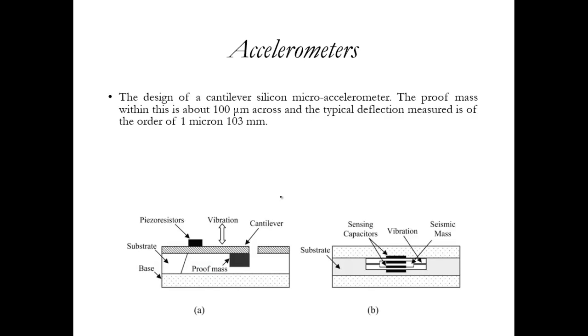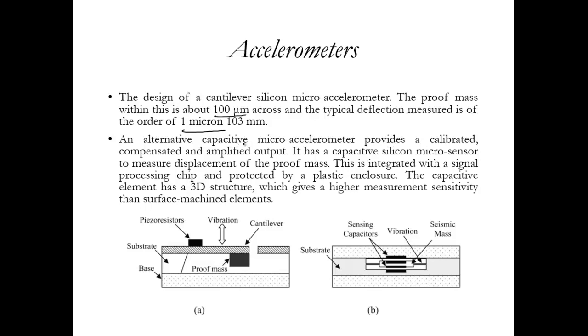This is a typical line diagram of an accelerometer. We have a piezoresistor here, and vibration is applied to this sensor as an external vibration. This is the cantilever, this is the proof mass, and this is the substrate, a base. You can also have it in this form, where you have sensing capacitors, vibration acts on a seismic mass, and then a substrate is there.